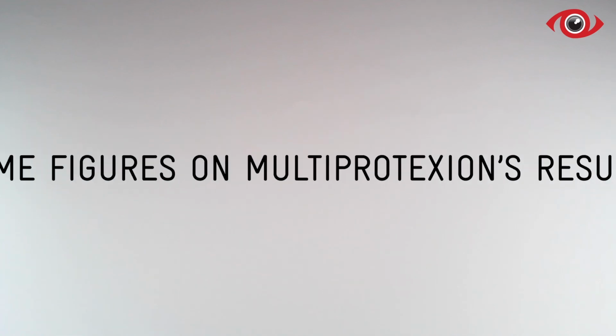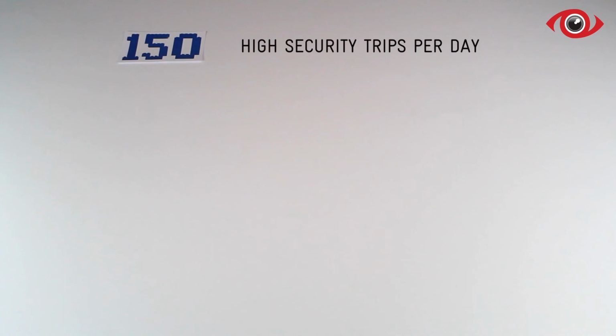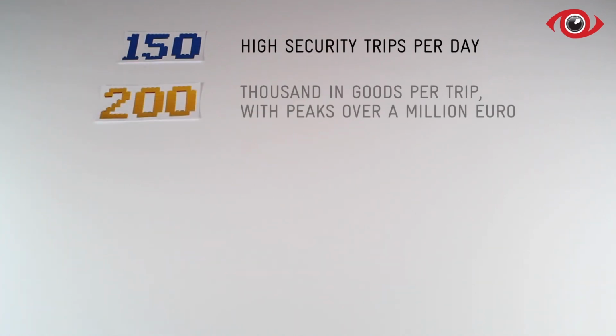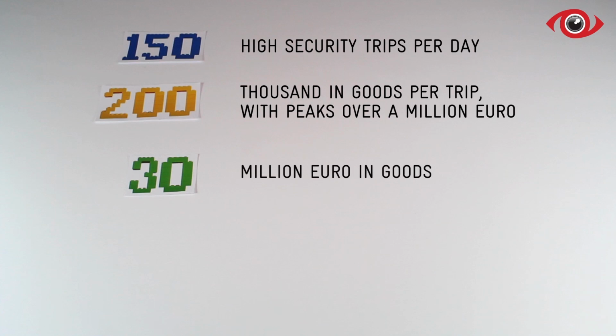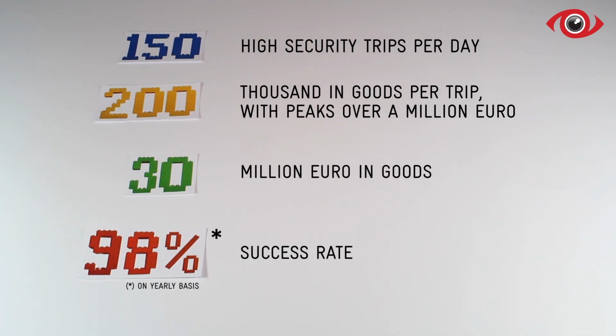Some figures on Multiprotexion's results. 150 high-security trips per day. An average of €200,000 in goods per trip, with peaks over €1,000,000. Every day, we protect more than €30 million in goods, nearly 98% success rate.